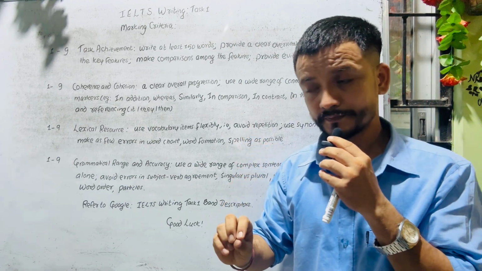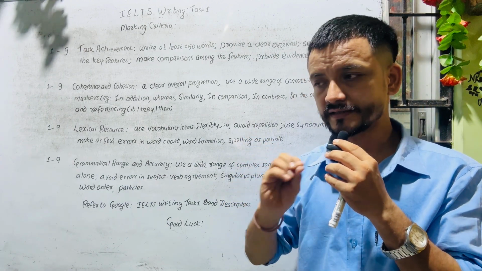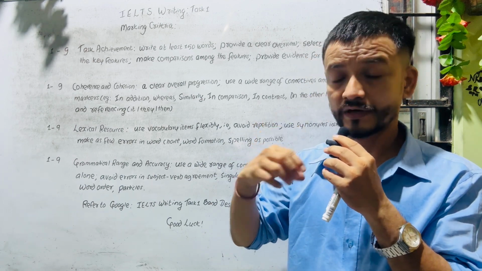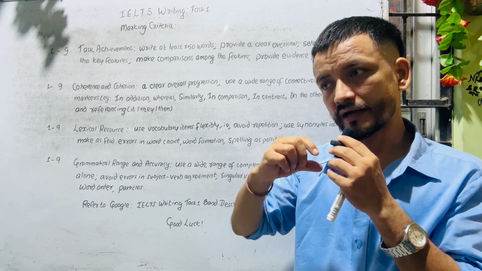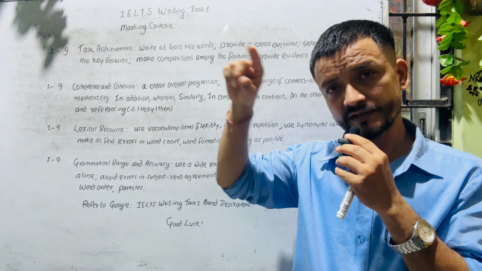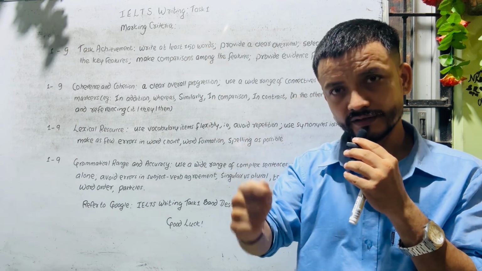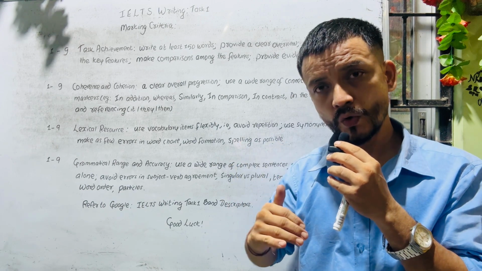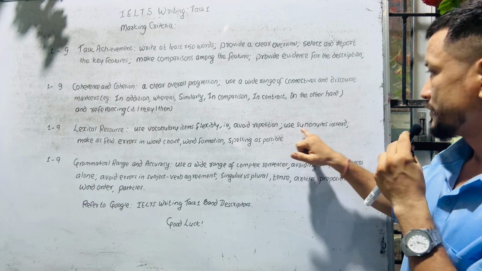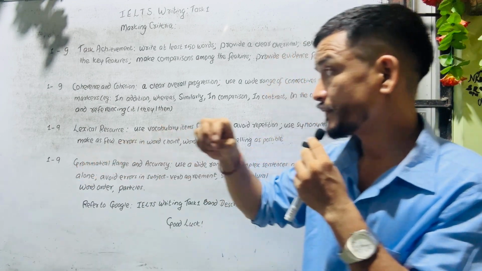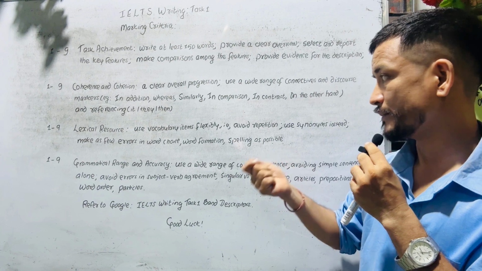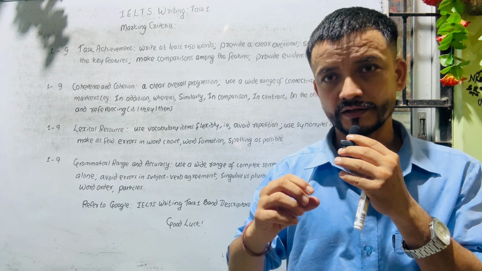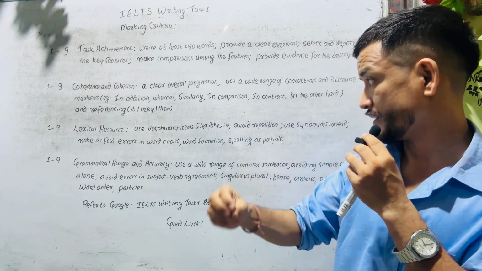Avoid repetition. Do not use exactly the same words over and over again. If you are describing a line graph, for example, and if you have to describe an increasing trend, instead of using the word increase several times, use synonyms such as rise, grow, etc. Use synonyms instead and make as few errors in word choice, word formation, and spelling as possible. Don't make mistakes in word selection, in word formation and spelling.